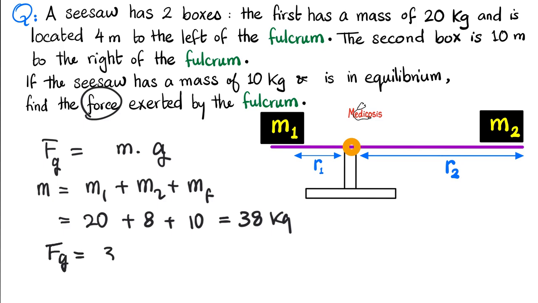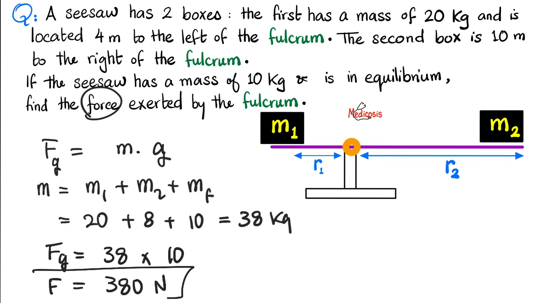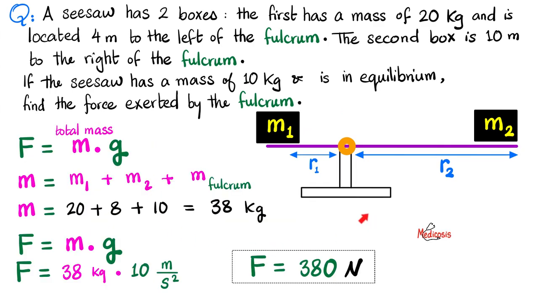So we have 38 kilograms. Multiply this by 10 meters per second squared. What do you get? 380 newtons. And this is the force exerted by the fulcrum. The trick here is to remember that the mass is the mass of the fulcrum plus all the boxes included. Same answer in color. Pause and review.